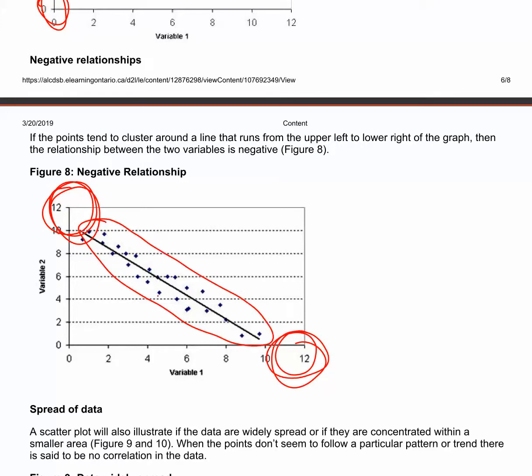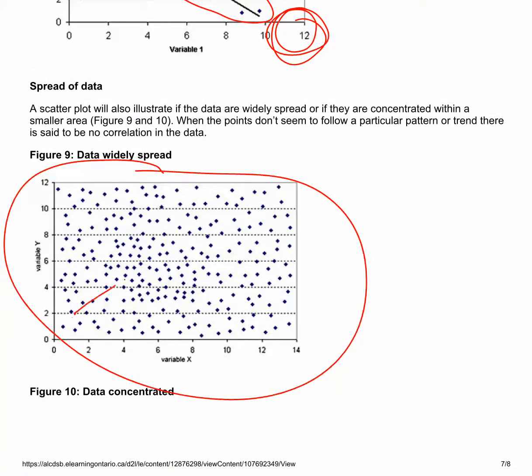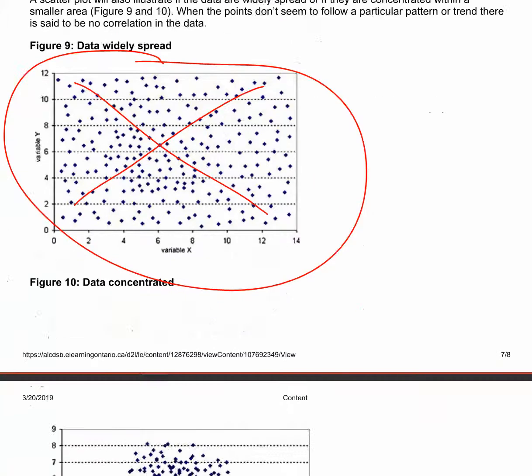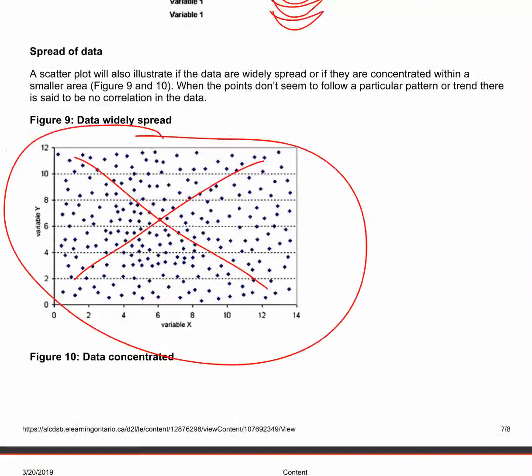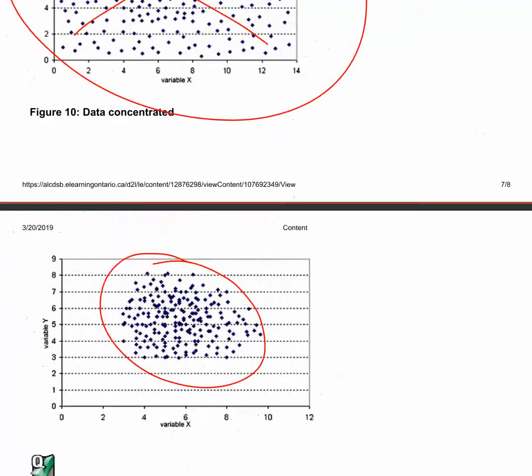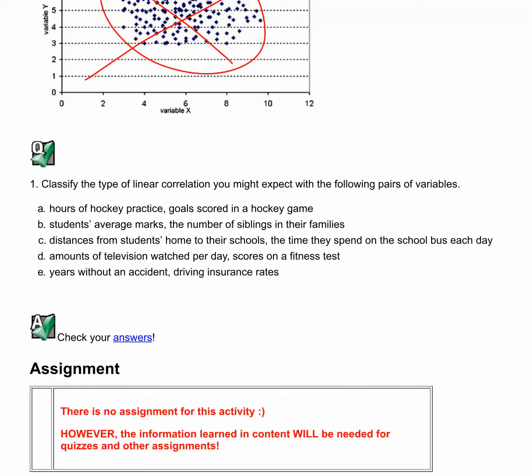Then there's a spread of data, so no relation, where the points are all over the place. We can't say it's positive, we can't say it's negative, there's just no correlation. That's when the data is widely spread. There's also data concentrated, which is like the one above but compressed, is what it looks like to me. There, you can't say it's a strong positive or a strong negative, so there's just no correlation, no relationship. I believe that was it for that content.